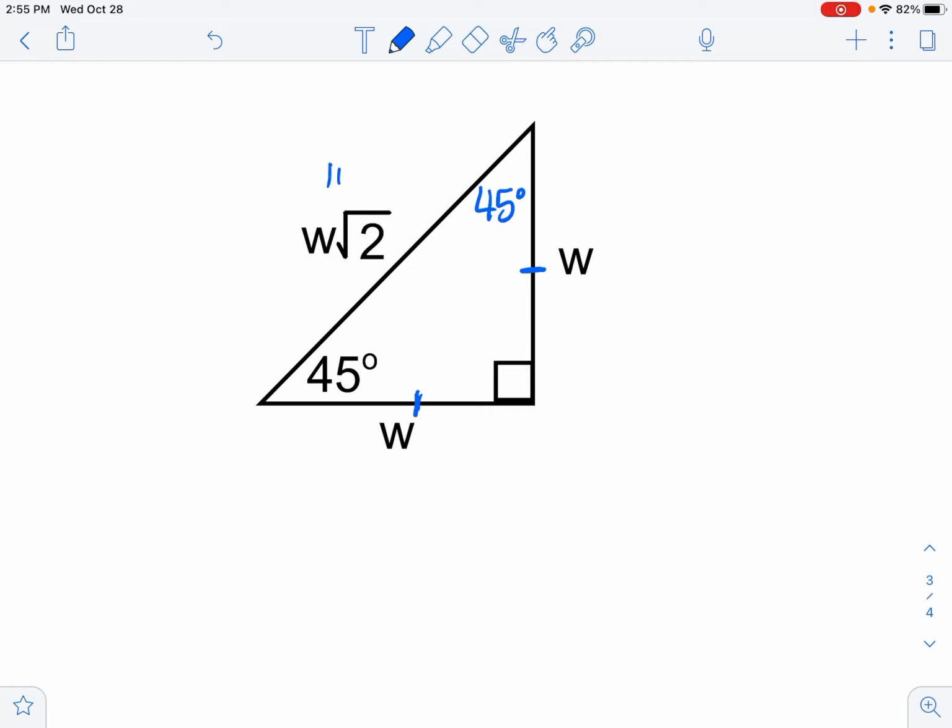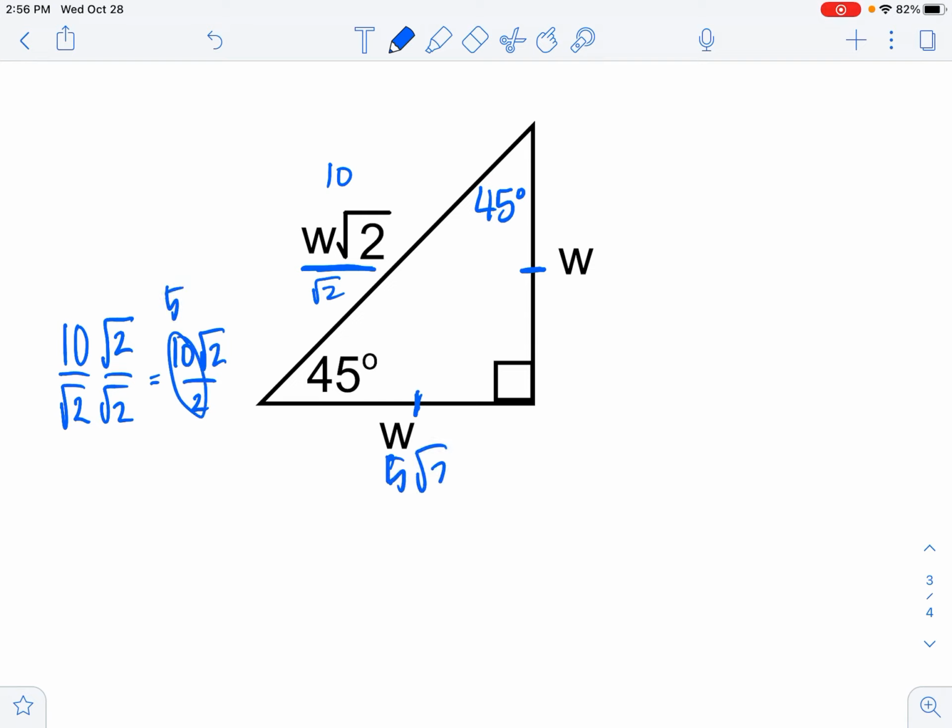But what happens if I said that this length was 10? If this length was 10 and I want to know what W is, to get W by itself right here, notice I'd have to divide by root 2. So I do 10 divided by root 2. I could simplify that for multiple reasons. We don't like radicals in the denominator. So what we're going to do is multiply by root 2 over root 2. This is called rationalizing the denominator. You get 10 root 2 over 2, and then 10 over 2 simplifies to 5. So this is 5 root 2 and 5 root 2.